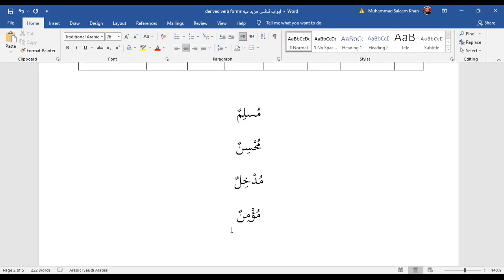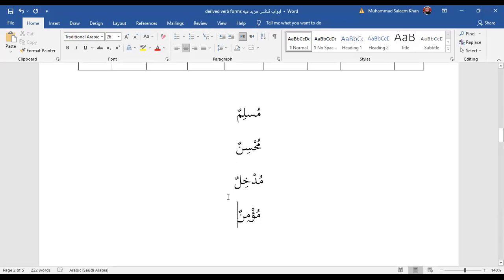This word also occurs in the Quran a lot. Mu'minun and mu'minatun. And we know that the plural will be mu'minuna, and for the feminine it will be mu'minat, as we discussed yesterday. So all of them will have the plural and the feminine form as well. So Muslimun will be muslimatun, muhsinun, muhsinatun, mudkhilun, mudkhilatun, mu'minun, and mu'minatun.